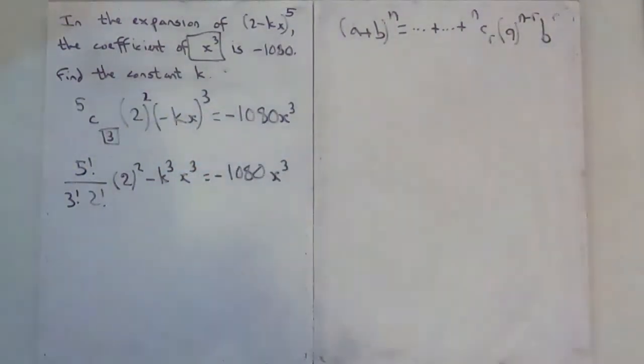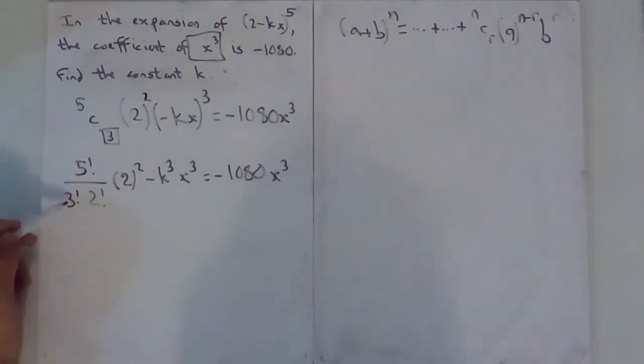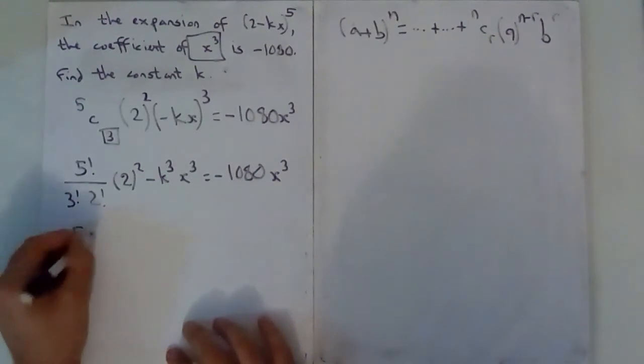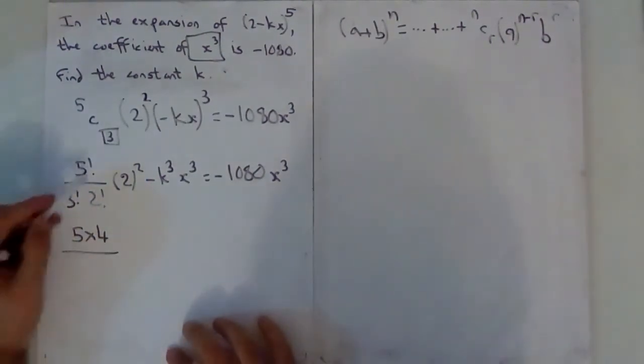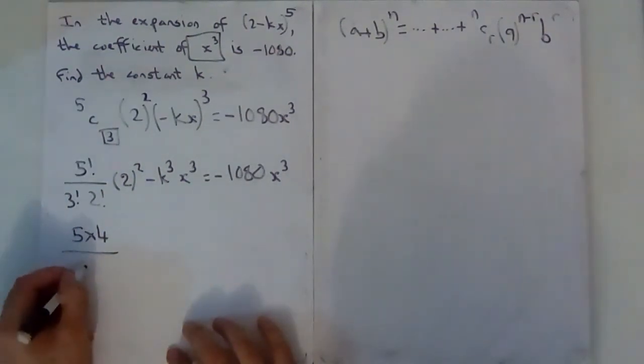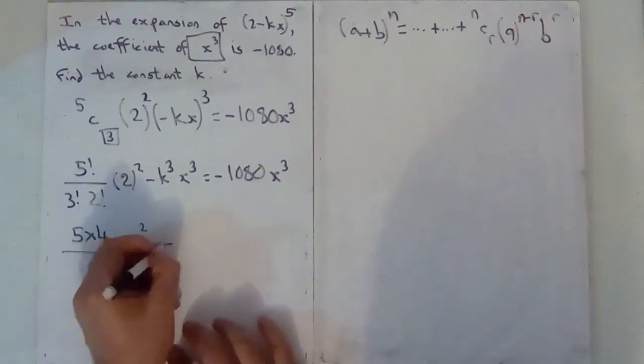So looking at the factorials, on the top you've got 5 times 4 times 3 times 2 times 1, and on the bottom you've got 3 times 2 times 1 times 2 times 1. So you can have a 3 times 2 times 1 cancelling with a 3 times 2 times 1 here, which would just leave 5 and 4 on the top. So you end up with 5 times 4 over, remember the 3 times 2 times 1, the 3 factorial, and the 3 factorial here are both gone. So you're just left with 2 factorial, which is 2 times 1, which is 2, times 2 squared, times minus k cubed.